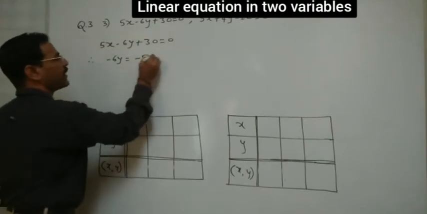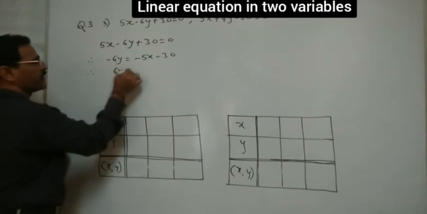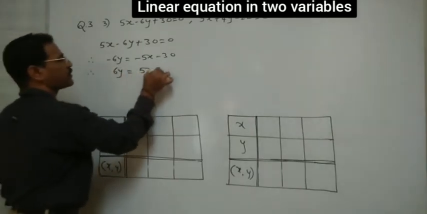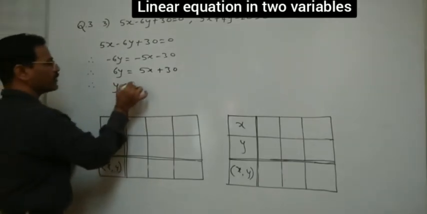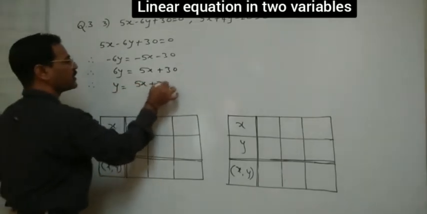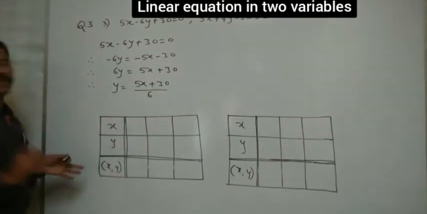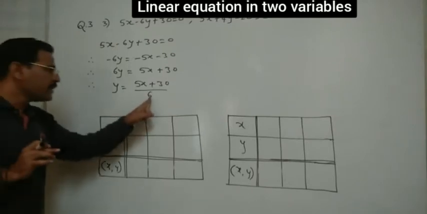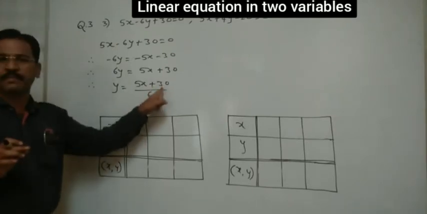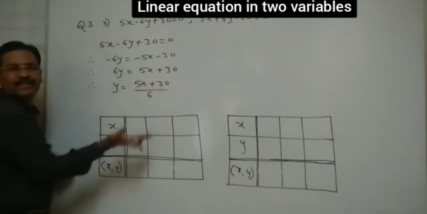First of all, I will change the sign here. That is 6y equals 5x plus 30. Take this 6 to that side. So y is equal to 5x plus 30 upon 6. Now, to fill the box is very important here. First of all, 6 and 30 both are divisible. That means if you put the value of x as 0, then 30 upon 6.